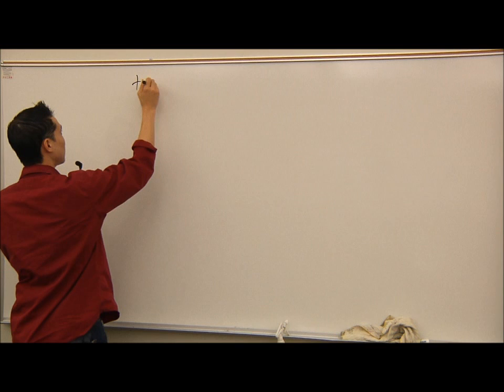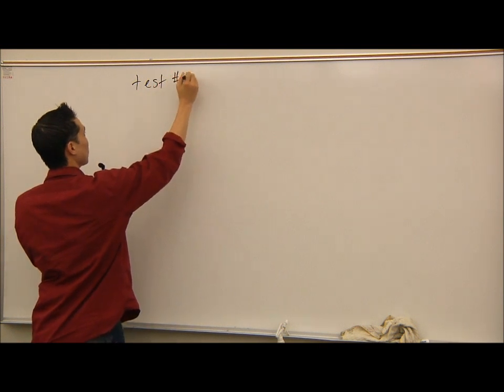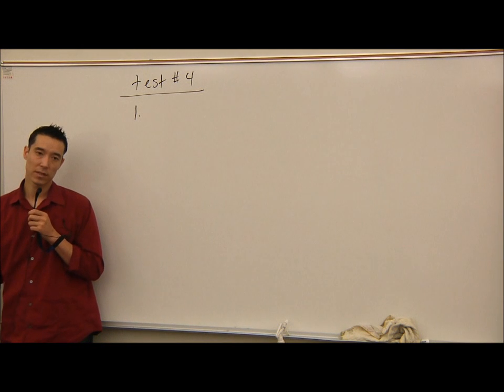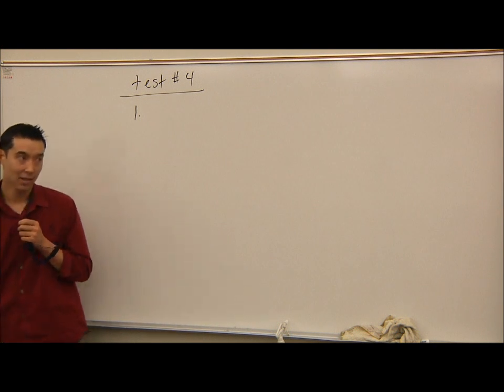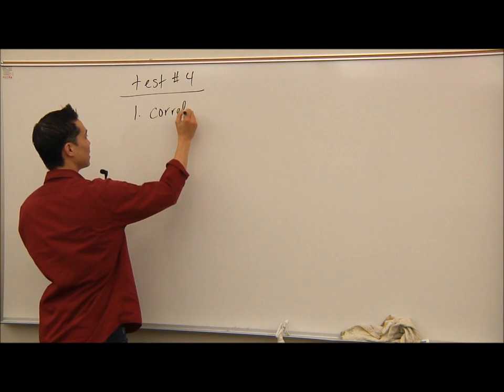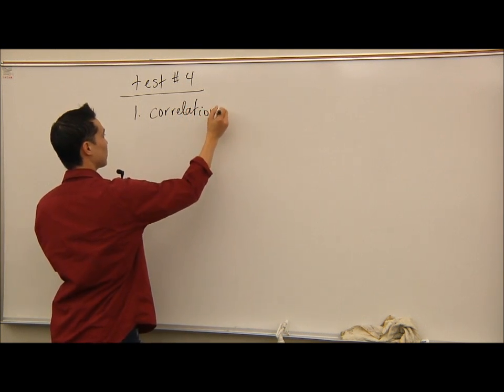Test number 4. All right, what is section 1 for this test? What is the first thing we did for this test? That super long thing. What is that super long thing called? ANOVA. Nope, before ANOVA. It's a correlation. Correlation and regression.